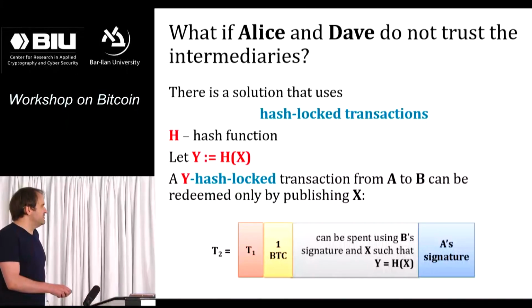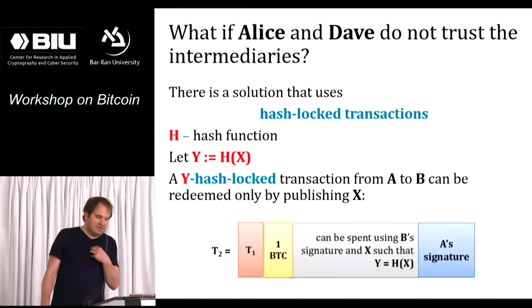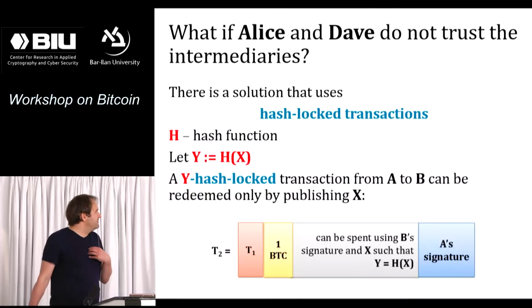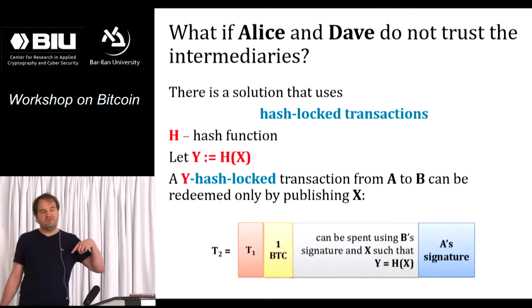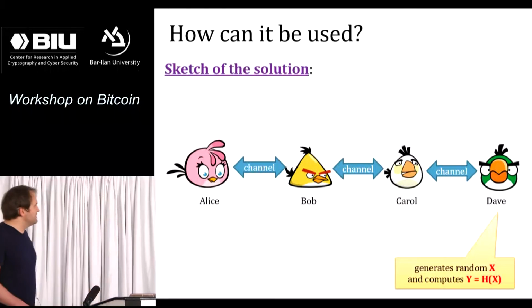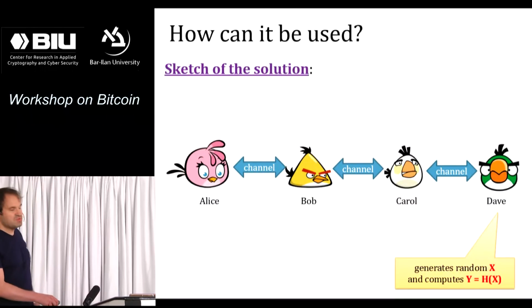This can be spent using B's signature, and using x such that y equals h of x. So I can choose x randomly and give y to someone, and then someone can make a transaction that can be spent by me only if I provide x. The way it's used is, first Dave generates this x randomly and chooses y equals h of x, and passes y to Alice.